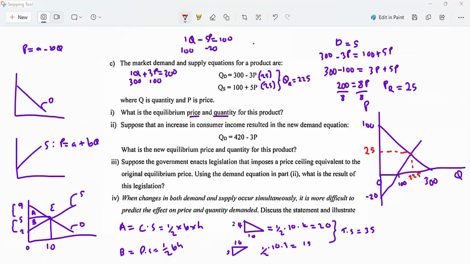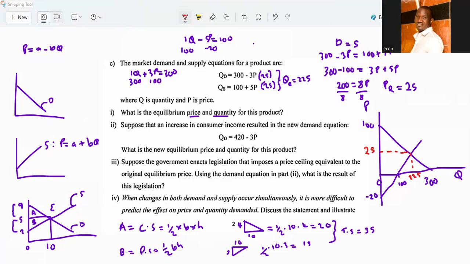Just how did you get the negative 20? I'm a bit behind where you got the 100 and the negative 20. Right there on top there, the 1Q. Yes. Um, who wants to help on that?